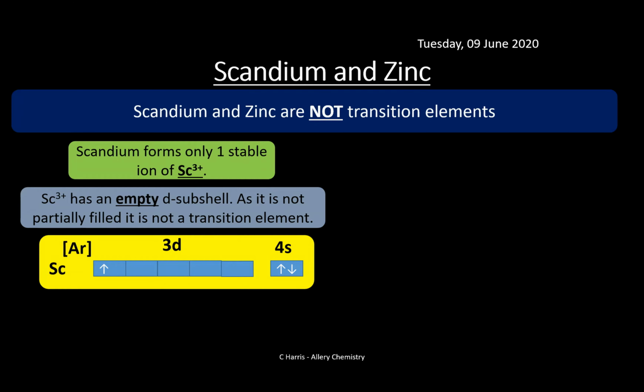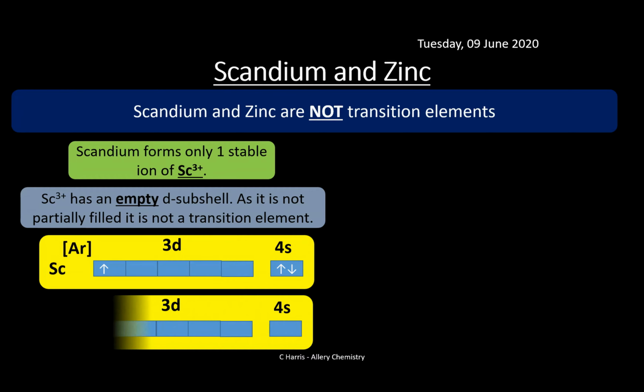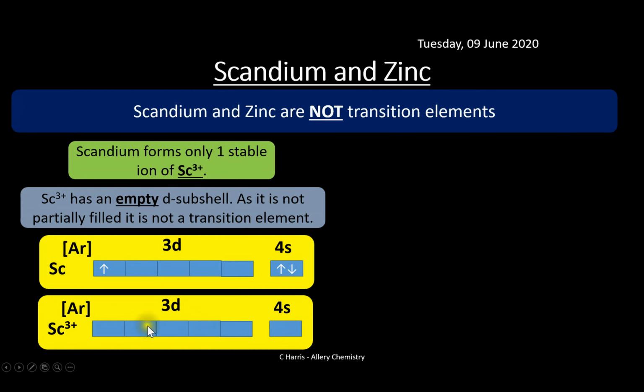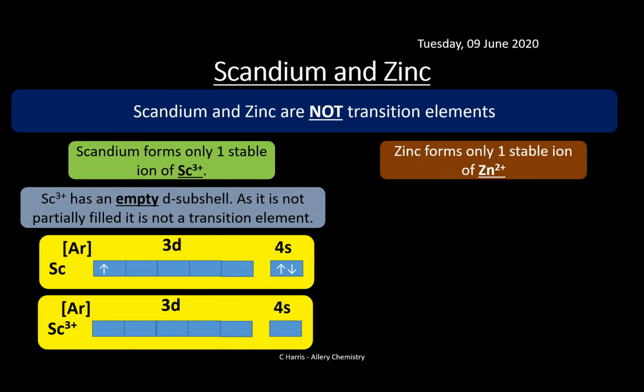So you can see there, that's the electron configuration for the scandium element, but the only stable ion it forms is scandium 3+, and you can see that is empty, so it's not partially filled. Because the 3d subshell is not partially filled, scandium is not a transition element. And likewise, that goes with zinc as well. Zinc's at the other end of that row.